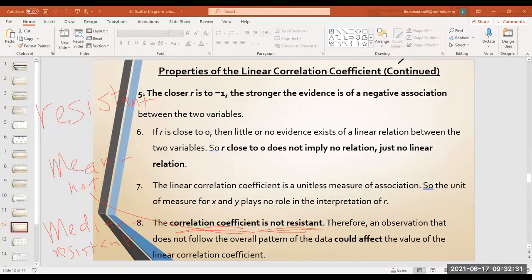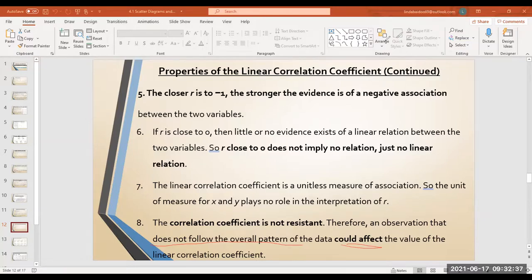So as soon as there is an outlier, it will easily affect the value of the linear correlation coefficient. So that is some properties about the linear correlation coefficient, which we should remember. If you forget any of this, please don't forget the first one. The first one says that R has to be between -1 and 1. This will always be the values of R.